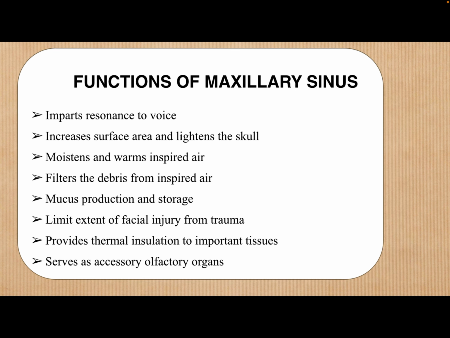So moving on to functions of maxillary sinus. So maxillary sinus executes different functions like imparts resonance to voice, increases surface area and lightens the skull, moistens and warms inspired air, filters the debris from inspired air, mucus production and storage, limits extent of facial injury from trauma, provides thermal insulation to important tissues, and serves as accessory olfactory organs.